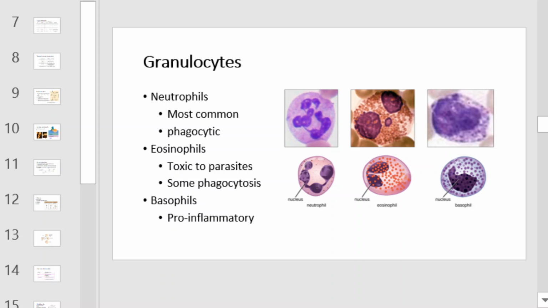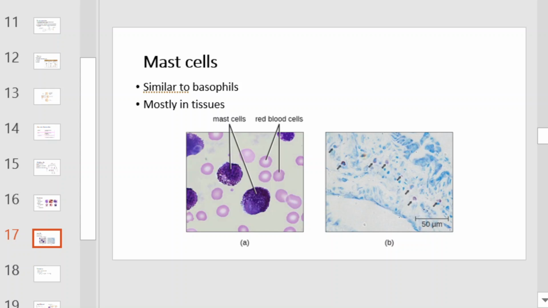Neutrophils are the most common phagocytic cell. Eosinophils are toxic to parasites and perform some phagocytosis. Basophils are pro-inflammatory cells. Mast cells are similar to basophils and found mostly in tissues and are illustrated here.